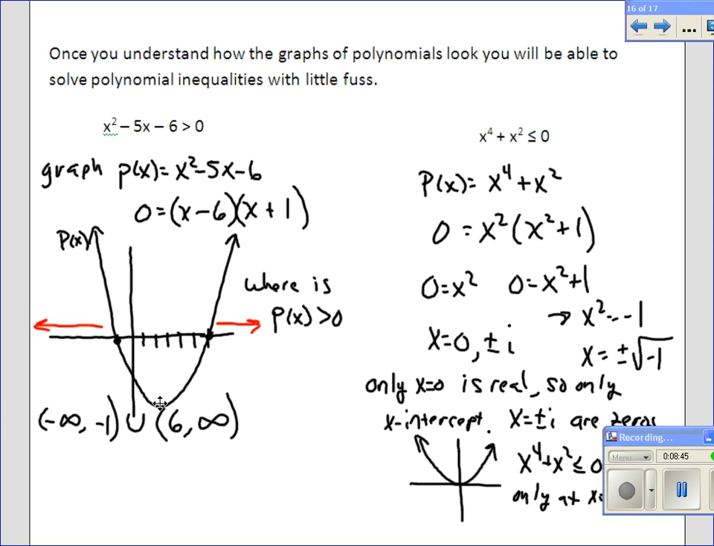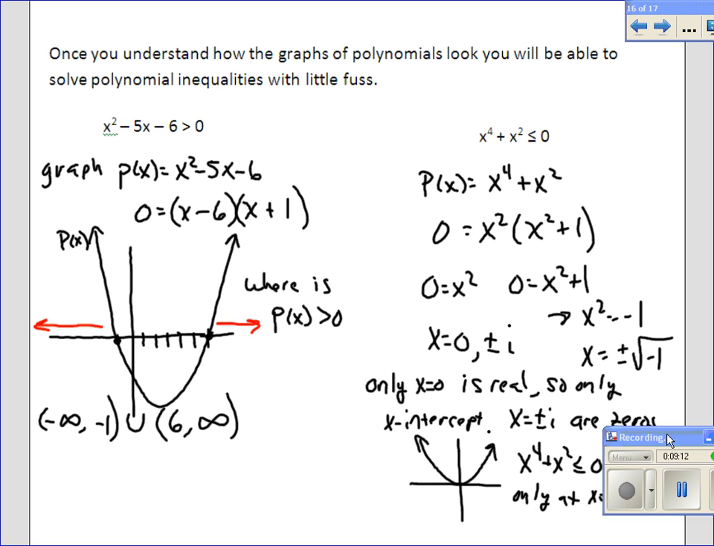The vertex is somewhere down here, but we're not actually interested in that. What we are interested in is where is the function greater than 0. That's going to be up here and up here. And it's actually the values of x where it's greater than 0. So p of x is greater than 0 from 6 to infinity, and from -infinity to -1 are the values of x where the y values are positive.